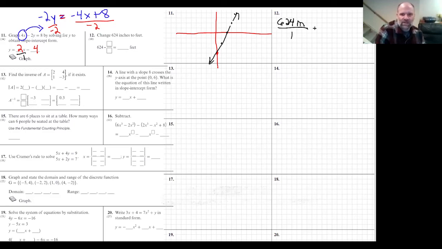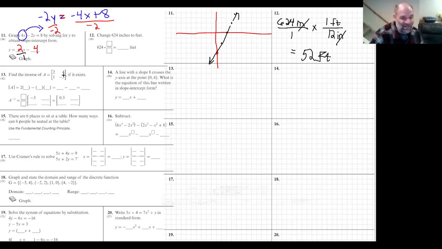Times, let's see, 1 foot over 12 inches or 12 inches over 1 foot. Well, you have to pick the unit multiplier that will cancel that first label. That's the whole point. And you're moving towards feet and away from inches. So let's put the inches on the bottom and the feet on the top. So you're dividing 624 basically by 12. What is that? 52? Yeah. Okay, so 52 feet and you're done. I don't know how this question got on this test, but you're welcome.